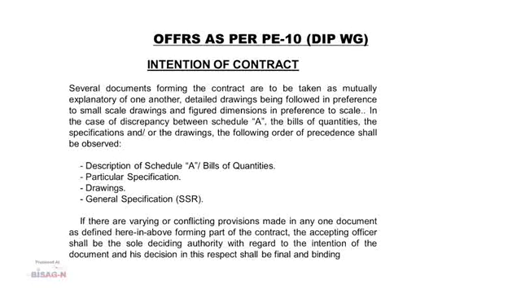In case of discrepancy between schedule A, the bills of quantities, the specifications and or the drawings, the precedence used is description of schedule A, bill of quantities, next particular specifications, next drawings, general specifications. If there are varying or conflicting provisions made in one document, the accepting officer shall be the sole deciding authority with regard to the intention of the document, and his decision in this respect shall be final and binding.